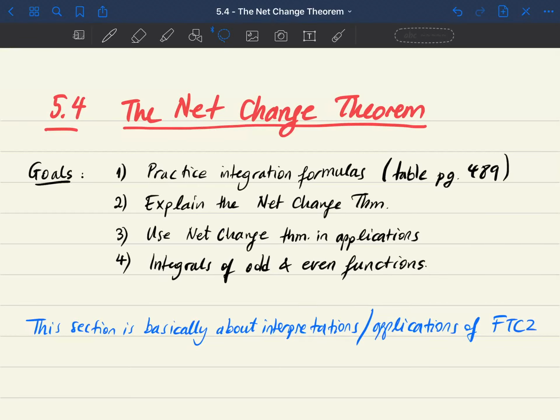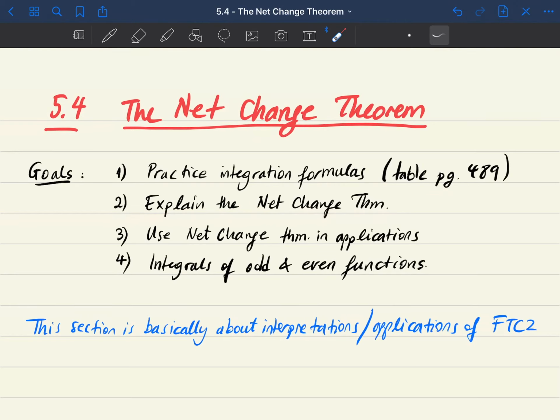Alright, so in this section we're going to cover the net change theorem. This is a very important theorem, which is an application of the fundamental theorem of calculus part 2. The goals of this section are, first, I'm going to remind you of the integration formulas, and a comprehensive list of all of those formulas, at least the basic ones, is found in a table on page 489 in our textbook. And we're going to explain the net change theorem, which is the central theorem of the section.